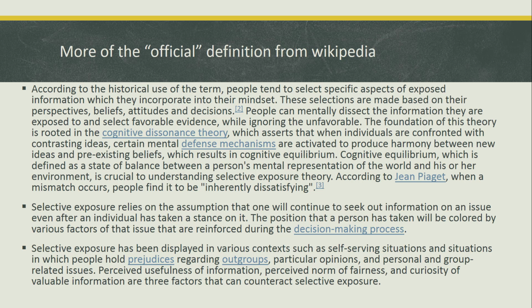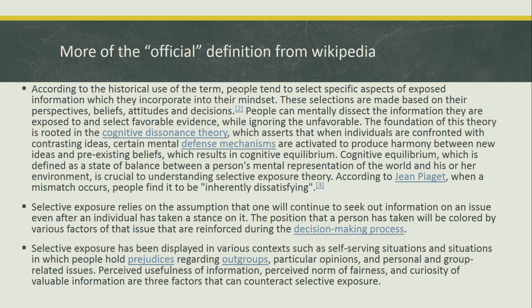I'll read this one, more of the official definition from Wikipedia, because it has the term that everybody loves, cognitive dissonance. That's such a buzzword. Everybody feels so smart saying cognitive dissonance. So according to the historical use of the term, people tend to select specific aspects of exposed information which they incorporate into their mindset. These selections are made based on their perspectives, beliefs, attitudes, and decisions. People can mentally dissect the information they are exposed to and select favorable evidence while ignoring the unfavorable.